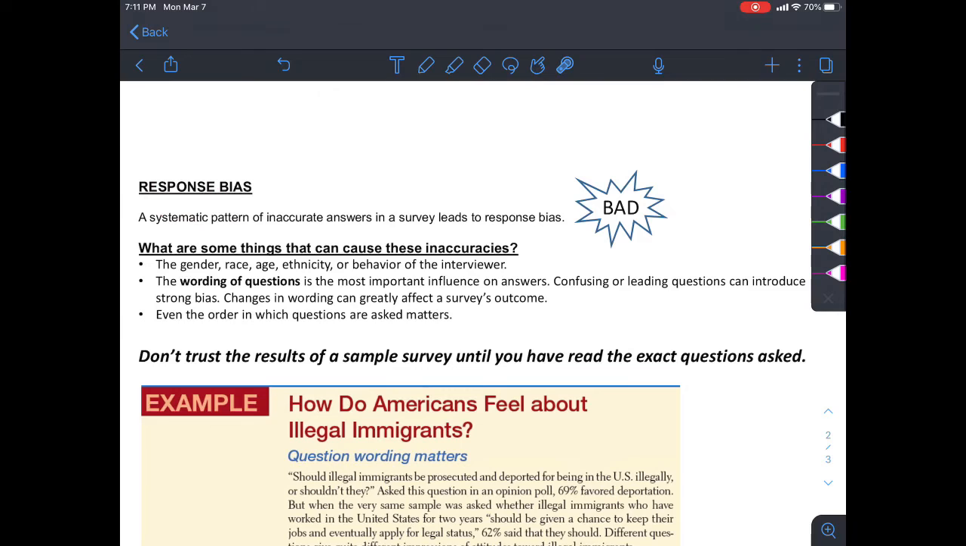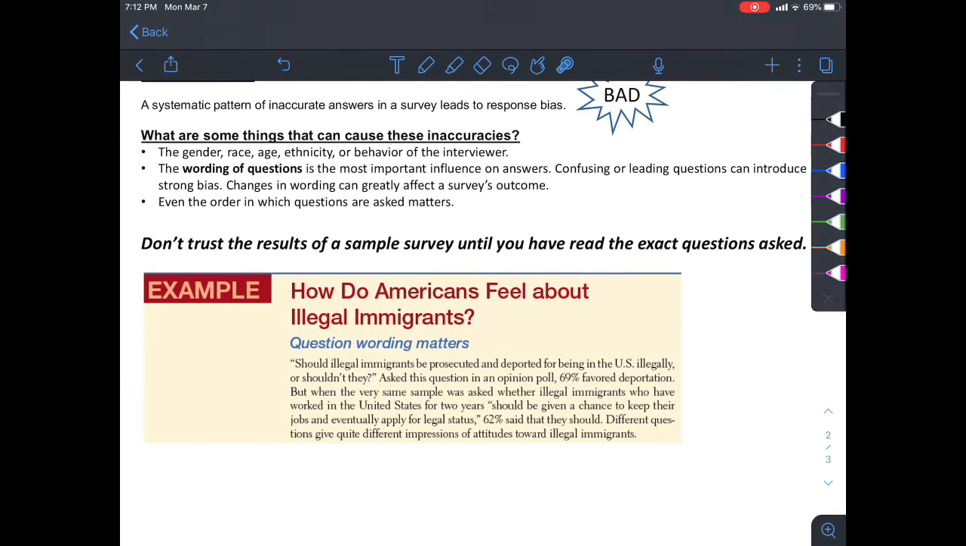Another thing that can cause response bias is the wording of the question. Some questions are very confusing, and they also say things like, isn't it true? Or they'll state something negative and then ask whether or not you support it, and when you lead with a negative thought, you usually invoke negative responses. So there are ways to manipulate people's responses just by how the question is worded. That creates a strong bias. And even the order in which the questions are asked matters.